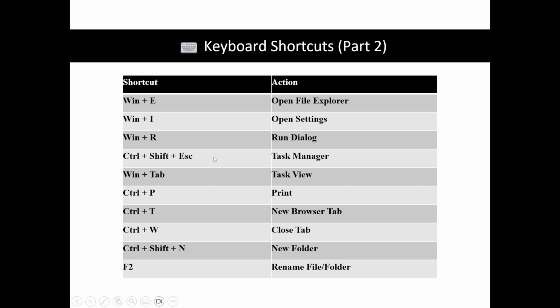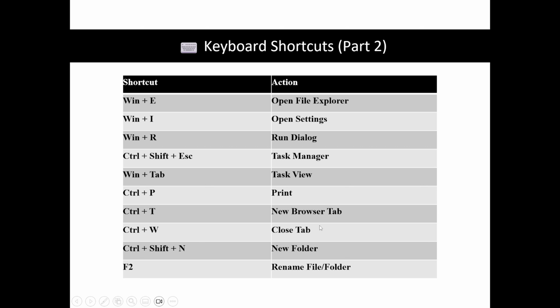Then the next important shortcut will be Ctrl Shift Escape. It will open your Task Manager. Then next will be Windows Tab. It will open the Task View. Then you can use Ctrl P for printing any document.